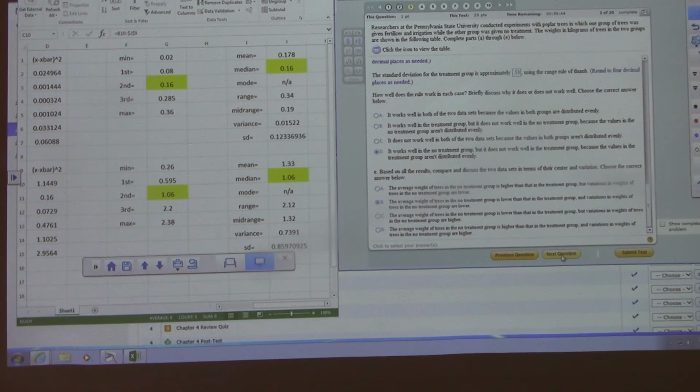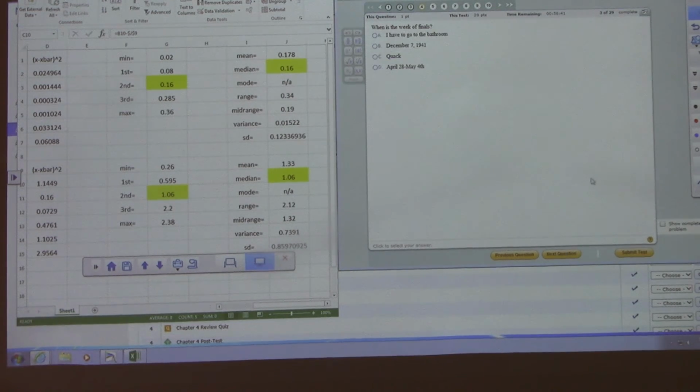Good gosh, that question should be taken off. I might take that one off. When is the week of finals? December 7th. It's supposed to be December 1st through December 7th. I thought I changed the question and it didn't change it. I'll change it. It was supposed to change.